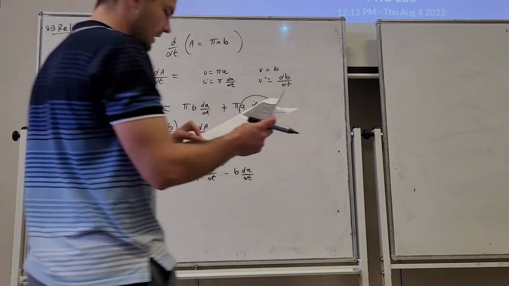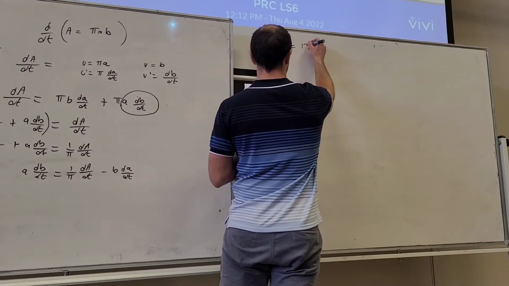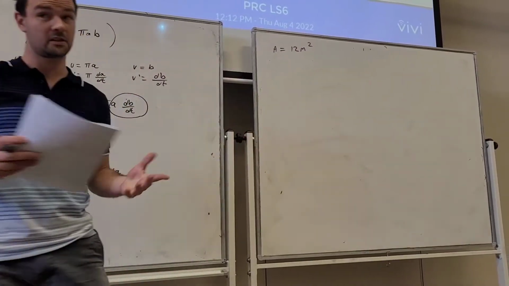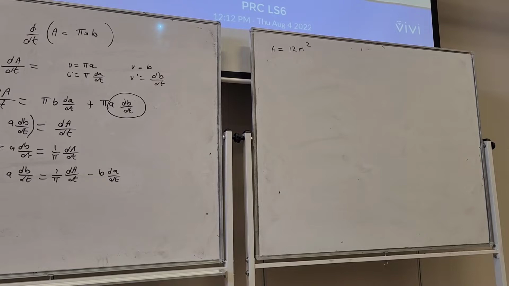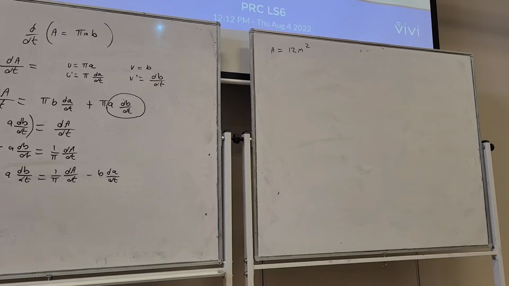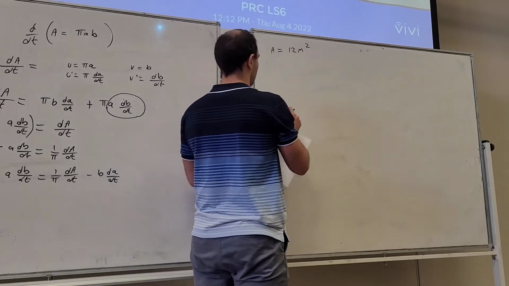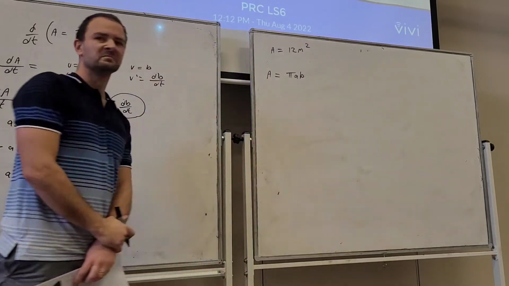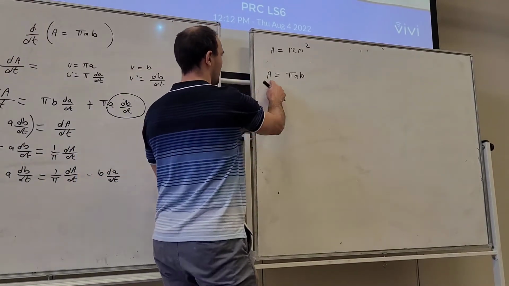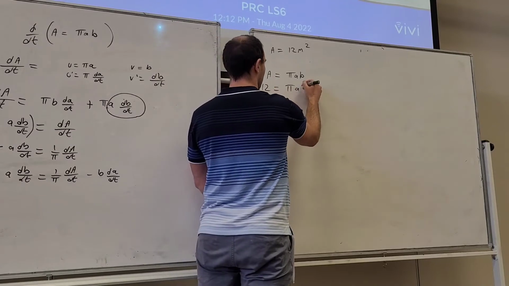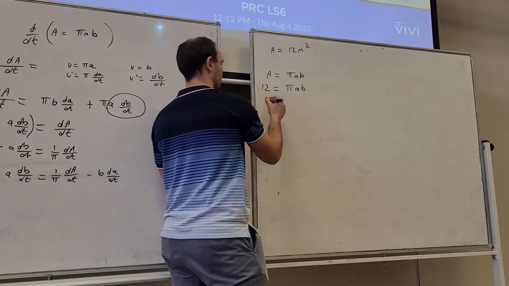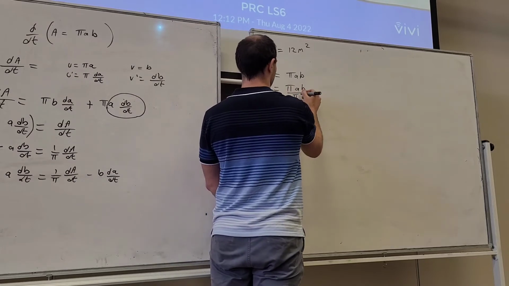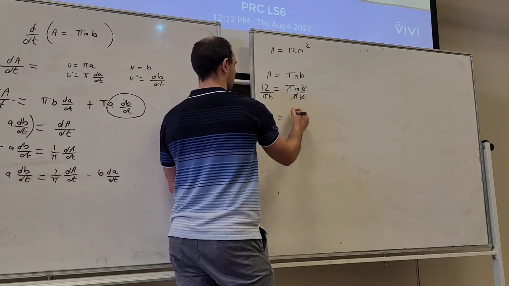So B there says, consider the instant when the area is 12. The area is 12 meters squared. Okay, so we've got a unit for our lengths now. All we need is one for time. Show that A is equal to 12 on pi times B. Now we know from the initial equation, A is equal to pi AB. We have capital A is 12, the area is 12, and we can divide both sides by pi times B. Cancels, and we're left with A is 12 on pi times B.